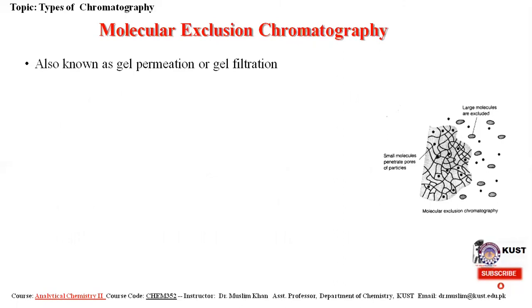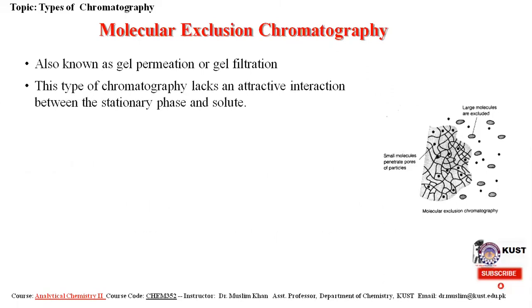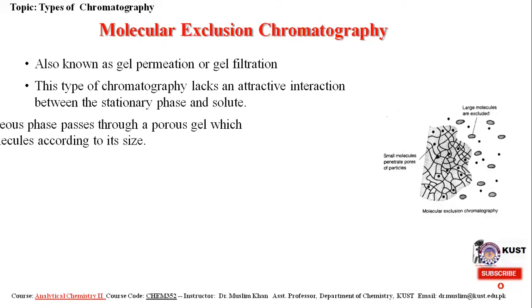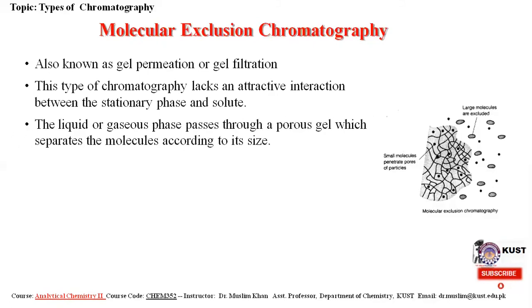This is also called gel permeation or gel filtration chromatography, but it is not like adsorption or partition chromatography, because in this chromatography, scientists exploit not the interaction between your analyte and your stationary phase or mobile phase, but the size of your analyte, because different analytes have different sizes. So this type of chromatography lacks interaction between the stationary phase and solutes. On the other hand, the liquid or gaseous phase passes through a porous gel, which has pores that separate the molecules according to their size.